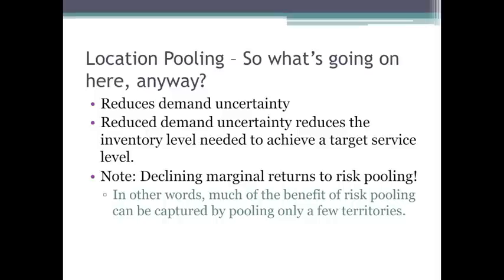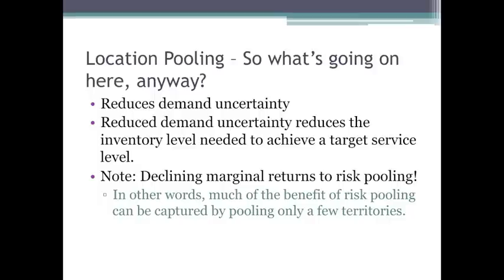So, what's going on here? We reduce demand uncertainty. Like I said, standard deviation does not increase at the same rate as the mean. So compared to the mean, the standard deviation has increased at a much slower rate. Doing this reduces the inventory level needed to achieve a target service level. So by combining these locations and keeping them together as opposed to having them separate, you need less inventory to meet a target service level.